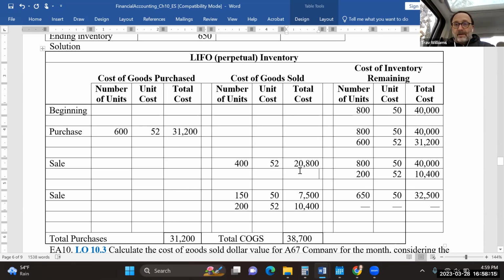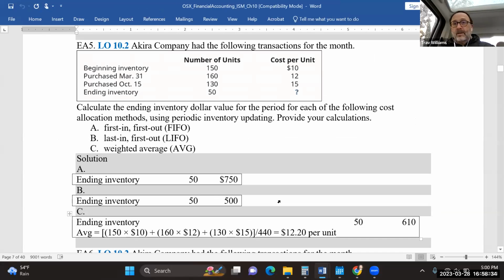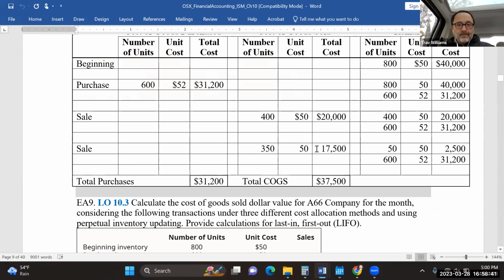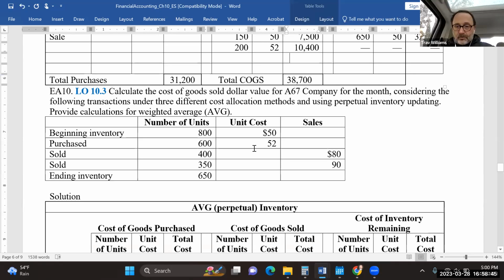Okay, we've done the FIFO method and the LIFO method. Next, we're going to do weighted average. And let me just double check that final number there to make sure my calculations were all correct. That was 8 and 9. Yes, 38,700 is good. Okay, so now number 10, weighted average.